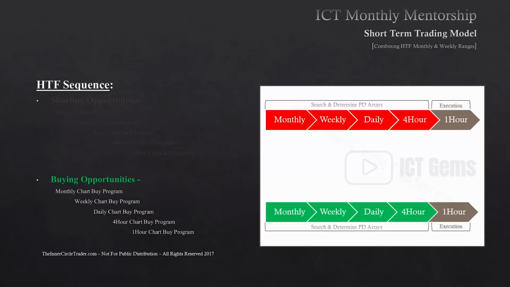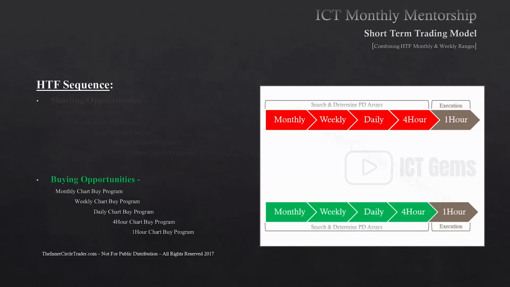be high probability. Okay, for buying opportunities, we're going to be looking for a monthly chart buy program. So we're going to be looking at a monthly discount array, and we're going to be looking for it to go into a buy program, in other words, we're expecting higher prices. On the weekly chart, we drop down into it and we start looking for all of the discount PD arrays as well. And we look for the daily chart to also move away from its discount arrays and then drop down to a lower 4-hour and then ultimately down to a 1-hour chart, looking at all of the discount PD arrays to offer support in price. But ultimately, we're framing it off of whatever the monthly chart discount array is.